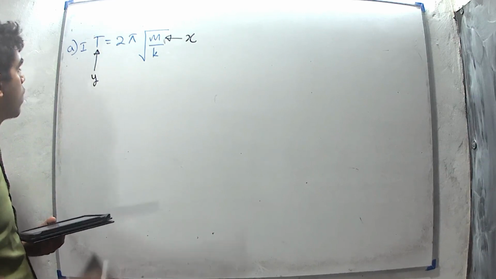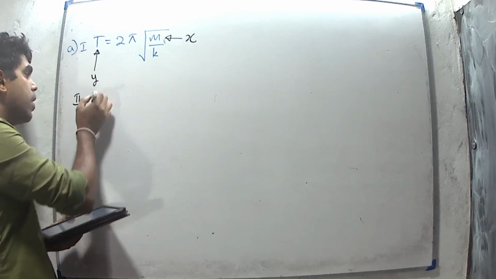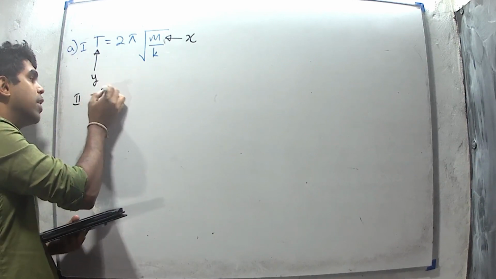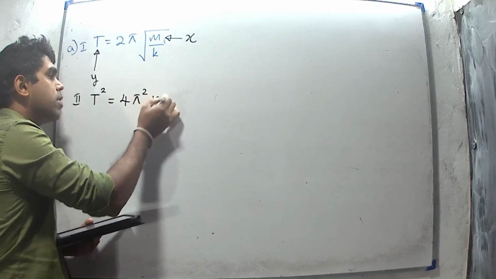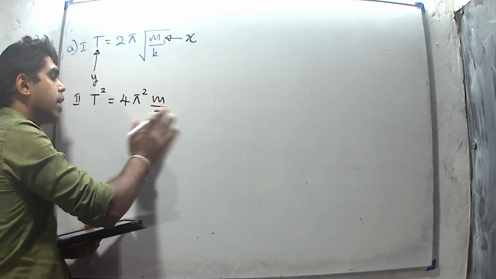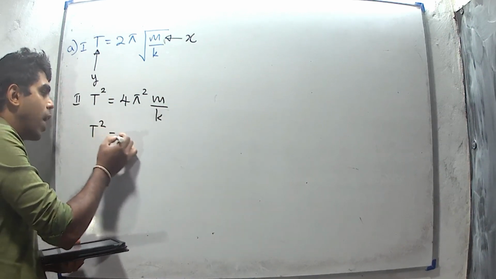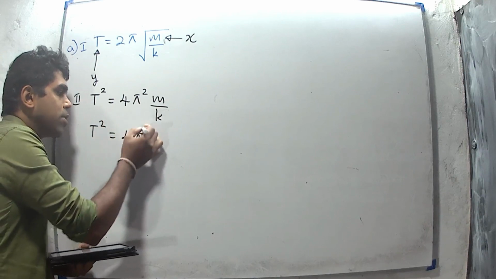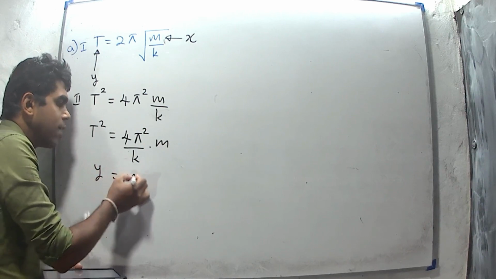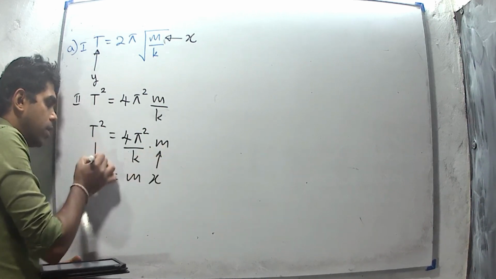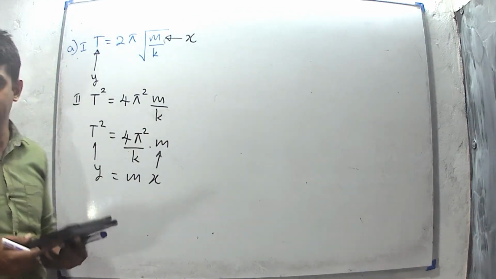Therefore, we have to square this equation. Then I will square our terms. T squared equals 2 squared, 4π squared, m over k. Now we can rearrange it. T squared equals 4π squared over k times m. It is in the form y equals mx. Then we have to put T squared on the y-axis and m on the x-axis.